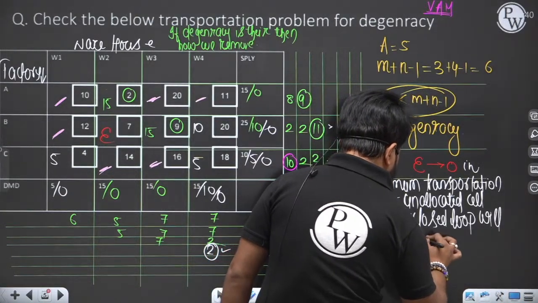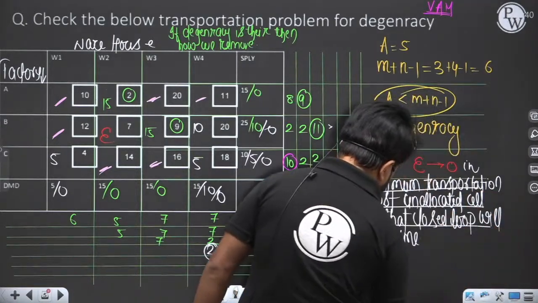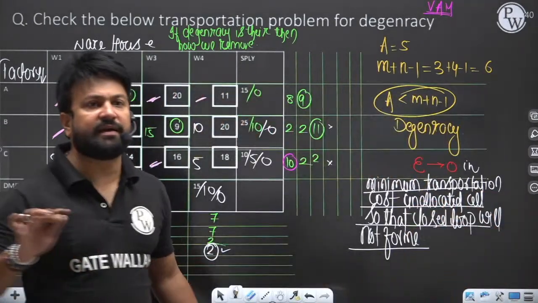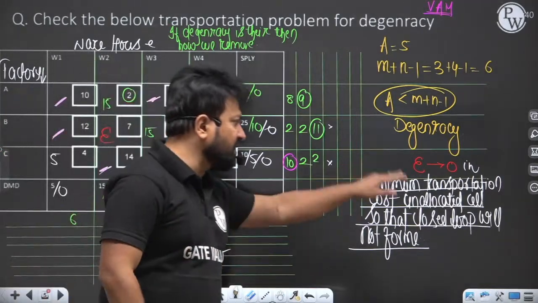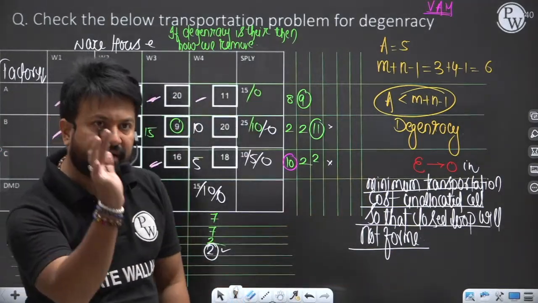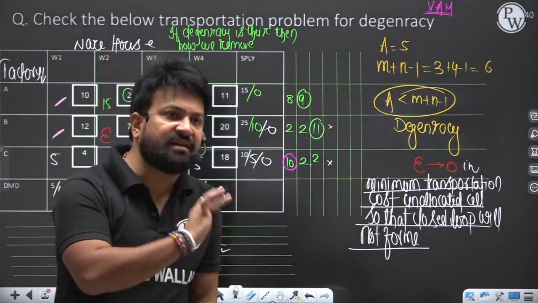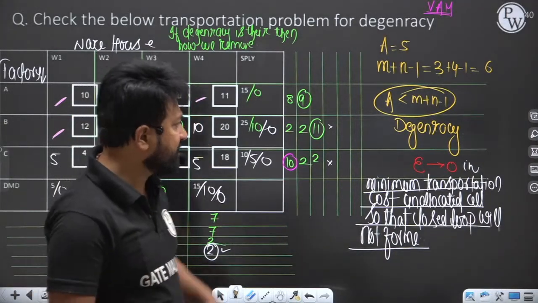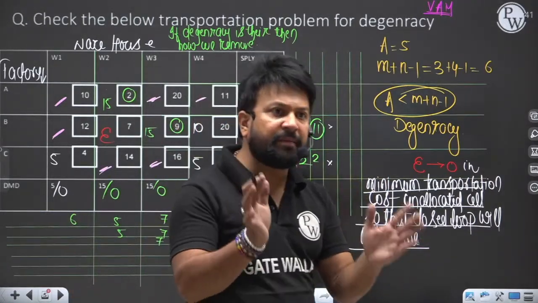So that closed loop will not form. Am I clear? My point is clear. Tell me, is my point clear? Maybe it may be possible, my dear, it may be possible.